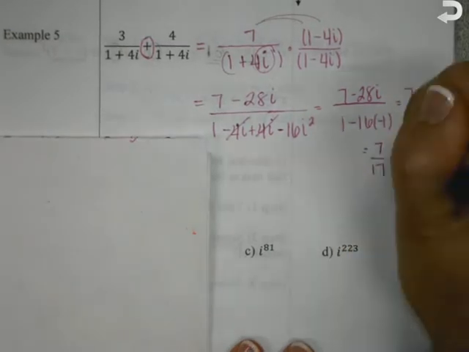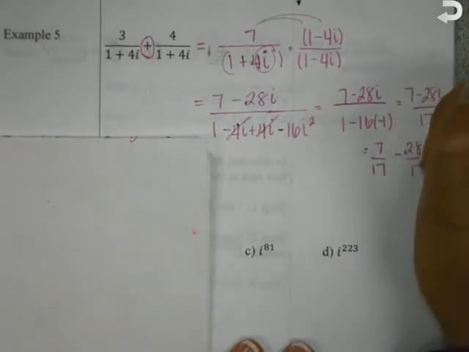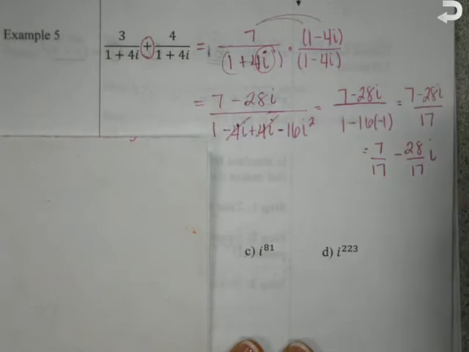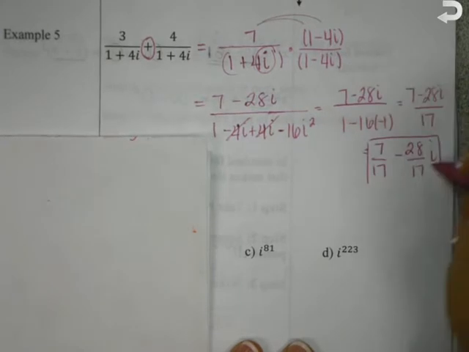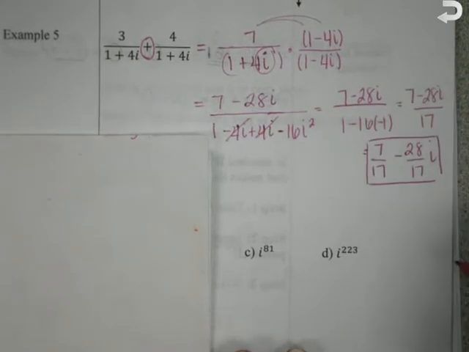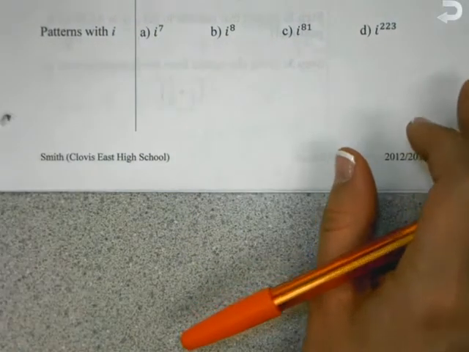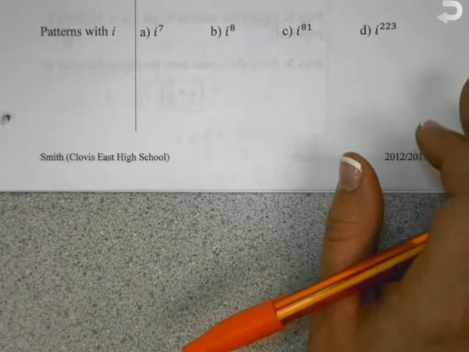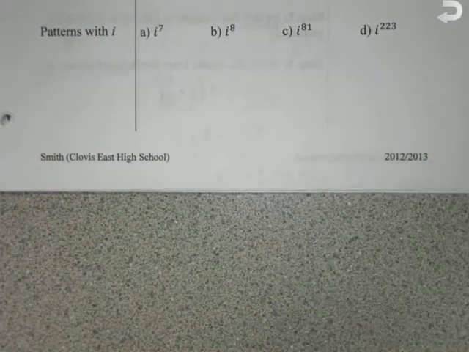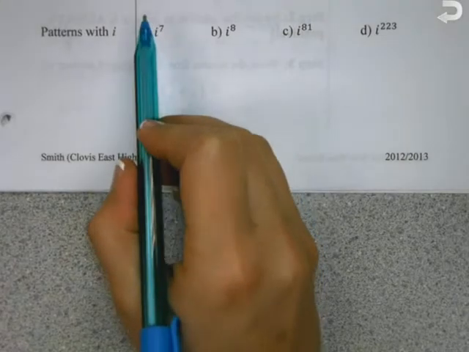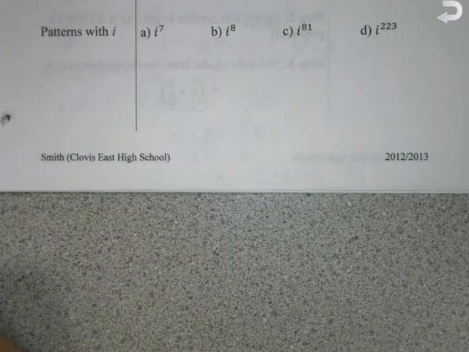Okay, so we can find patterns when we are using i. We're going to do 4 problems, and all we want to do is simplify. So our first one, part A, is i to the 7th power. How can I simplify this? Let's multiply it all out. This is the same as i times i 7 times. 1, 2, 3, 4, 5, 6, 7.